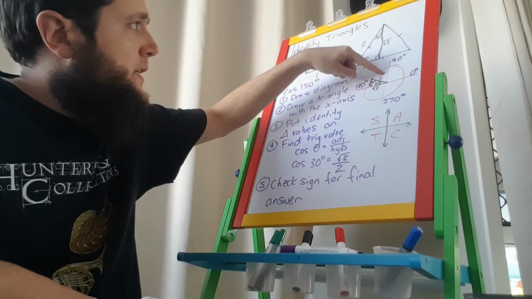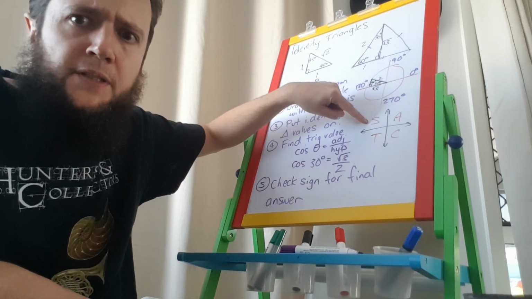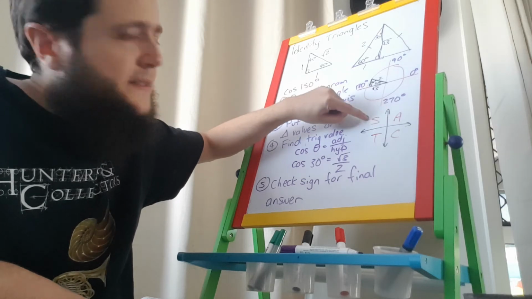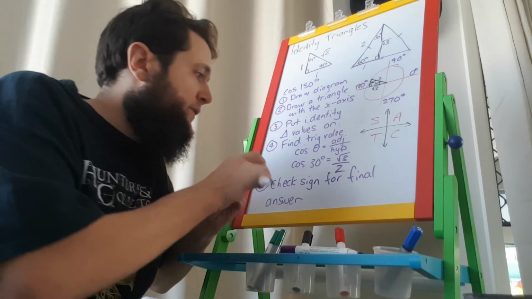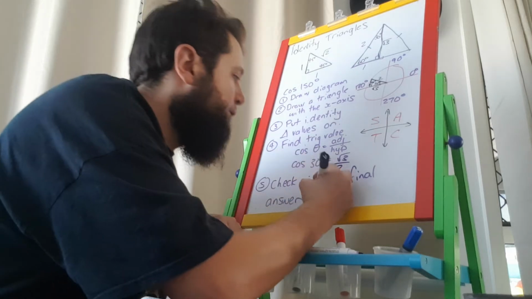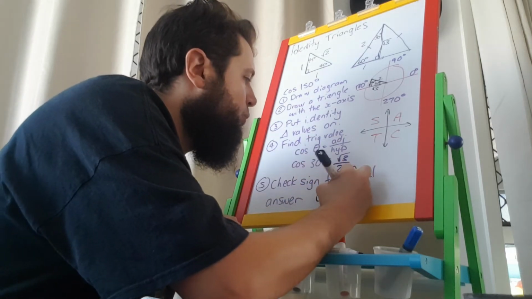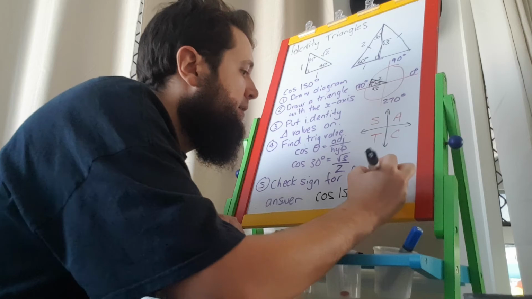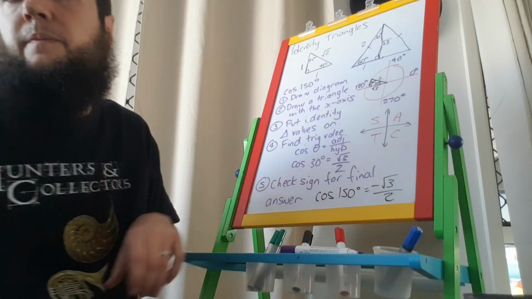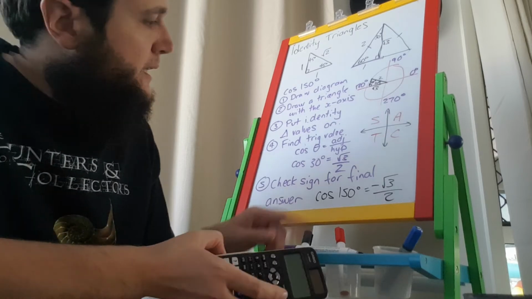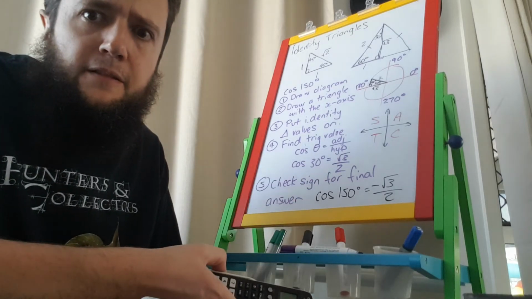So the important thing here is we were looking in this quadrant, the second quadrant, and we're looking at cos. Is cos positive or negative in the second quadrant? Cos is negative in the second quadrant. Therefore, the only thing we need to change here for our final answer, cos 150 degrees is going to be equal to negative root 3 divided by 2.